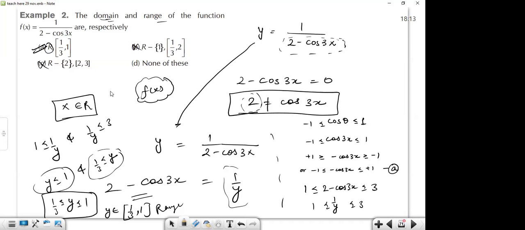Clear? Yes, sir. Any doubt? No, sir. We found the domain by checking where the function will be defined. We know that if the denominator becomes 0, then the function will not be defined. We have studied this in indeterminate forms. 1 by 0 is indeterminate.